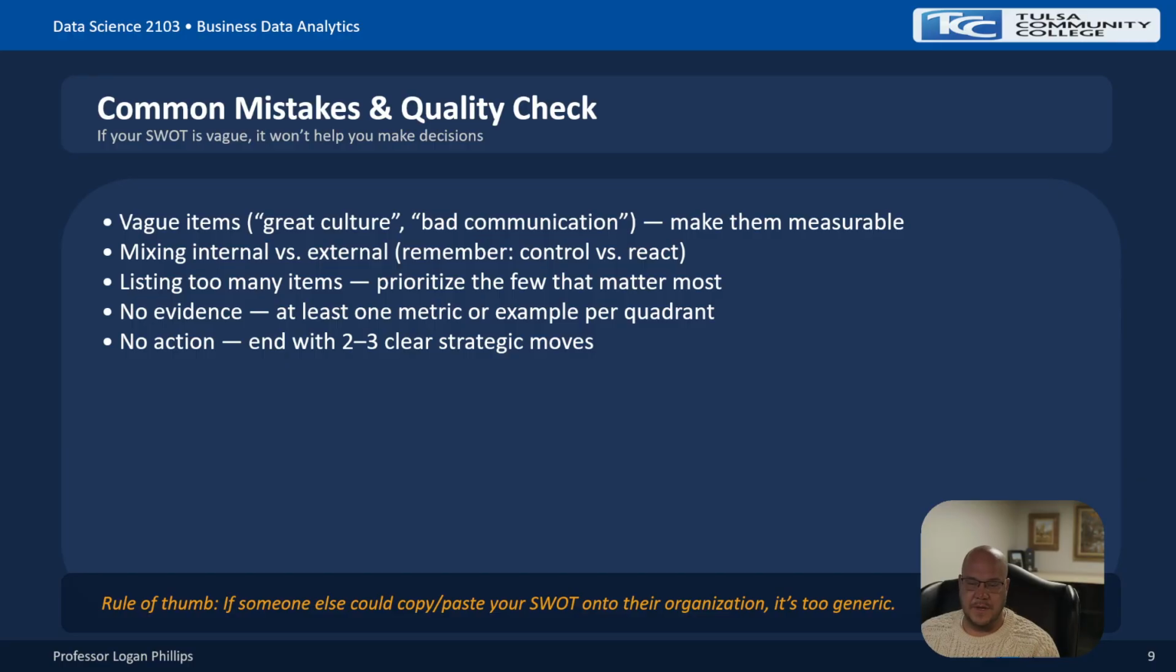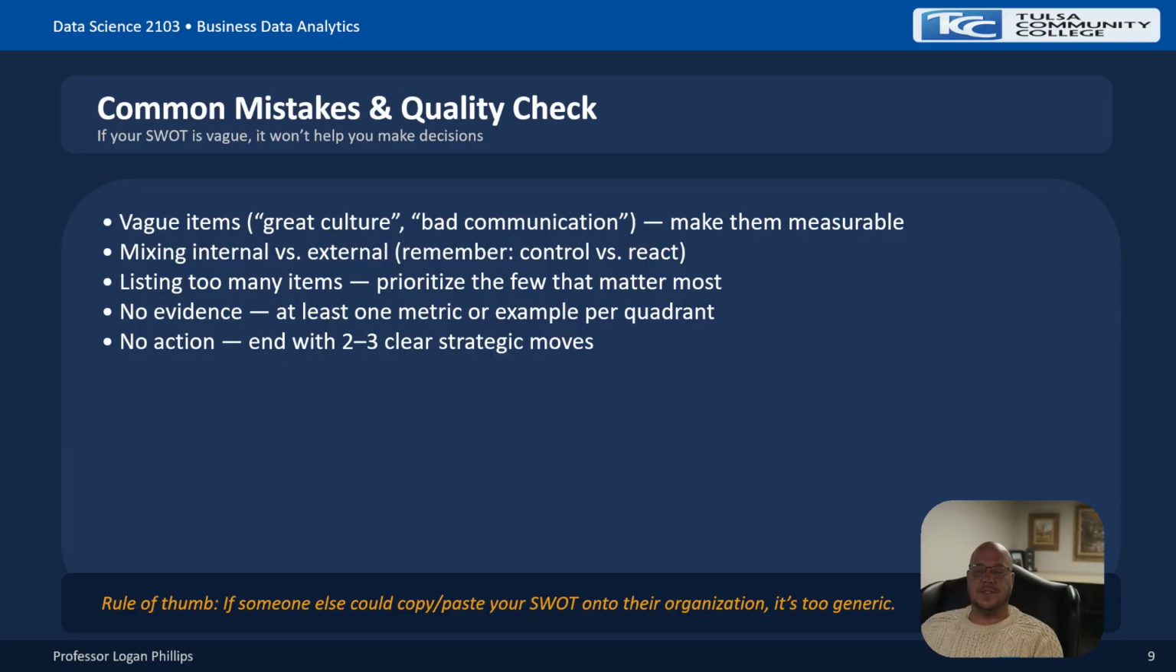Mistake 1, vague items. Great culture, bad communication. Those are not SWOT items. They're conversation starters. Fix it by making them specific. Staff turnover increased 18% year over year in advising. Student reports average email response time is 4 days. With those statements, we can act and make decisions.